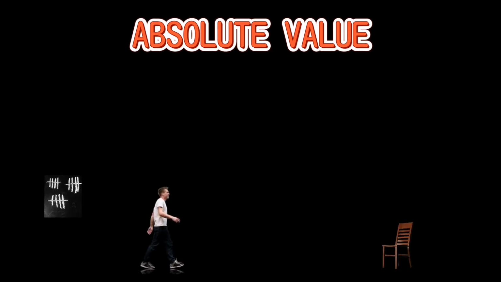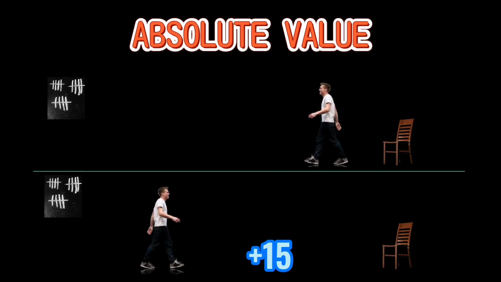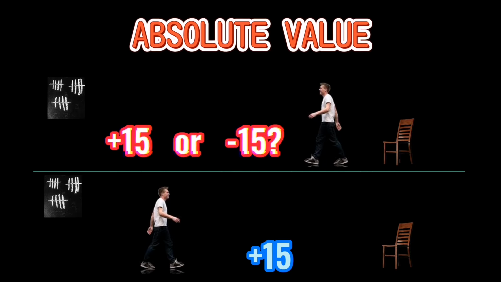Earlier I said that the distance of my chair from the chalkboard is 15 steps. Now how if I ask, what do you think is the distance of my chair to the chalkboard? So earlier it was from the chalkboard, and this time it's to the chalkboard, meaning I start from my chair going to the chalkboard. What do you think now is the distance? Is it still positive 15 or negative 15? And what makes you say so?